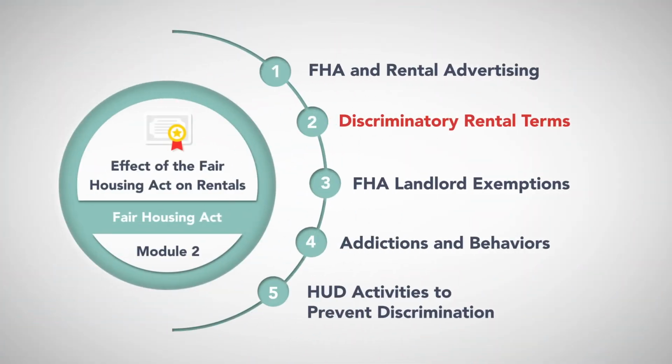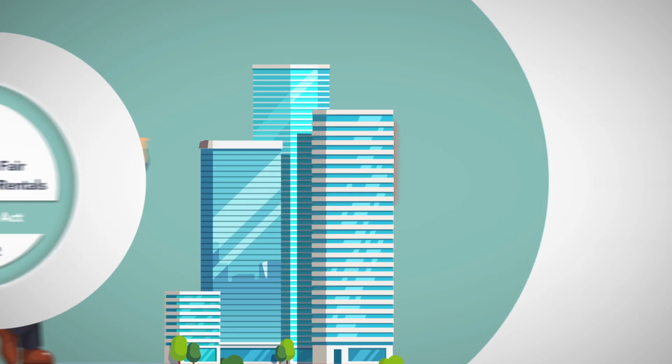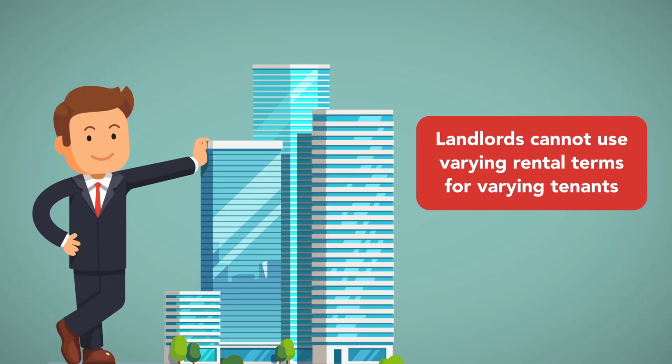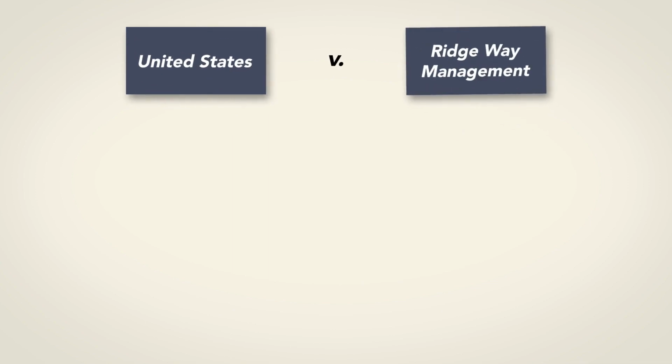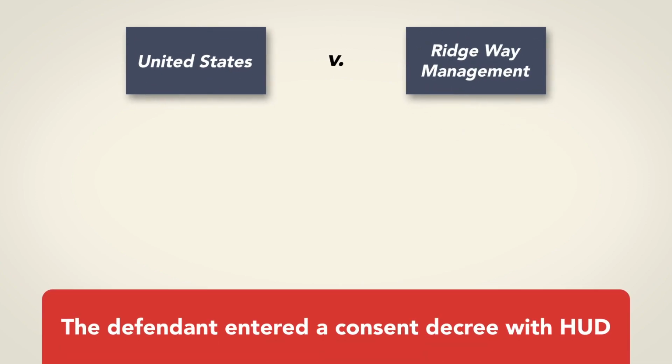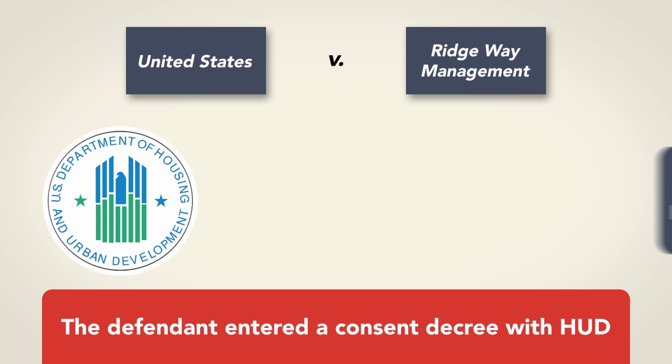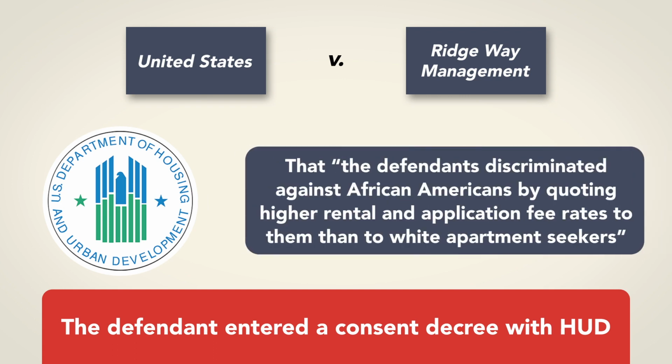Discriminatory rental terms. When renting units, landlords cannot use varying rental terms for varying tenants based on discriminatory classification. This type of FHA violation can occur in a variety of ways, including higher rental charges, larger security deposits, and more extensive or intrusive screening requirements. In the United States versus Ridgeway Management, the defendant entered a consent decree with HUD based on a finding that the defendants discriminated against African Americans by quoting higher rental and application fee rates to them than to white apartment seekers.